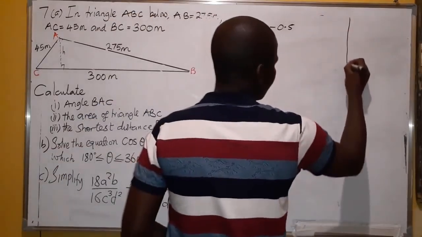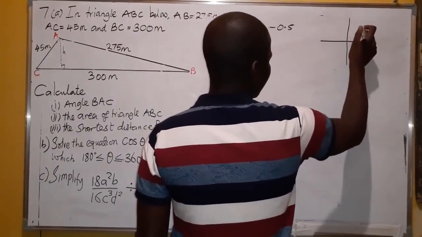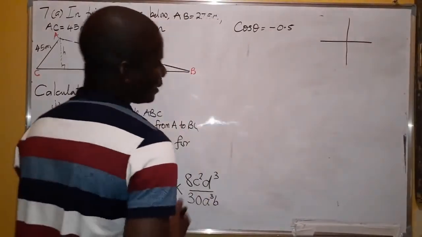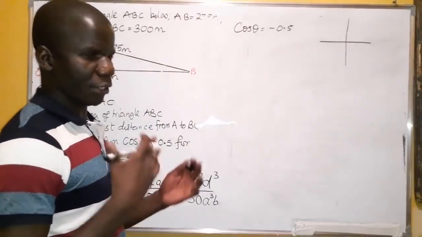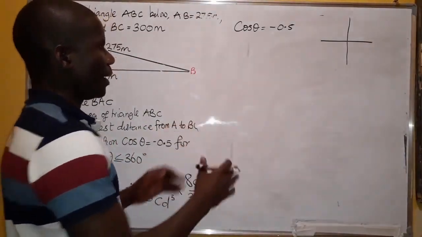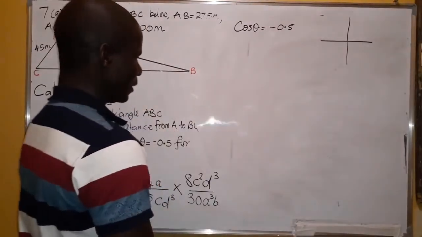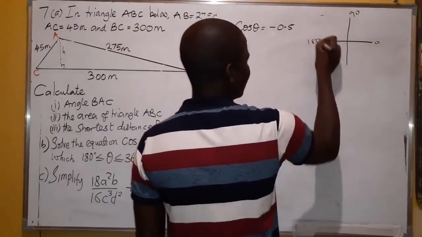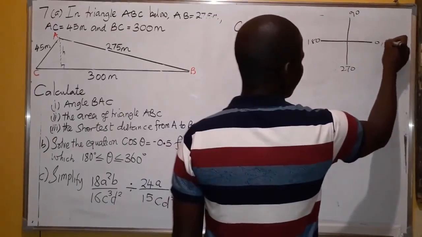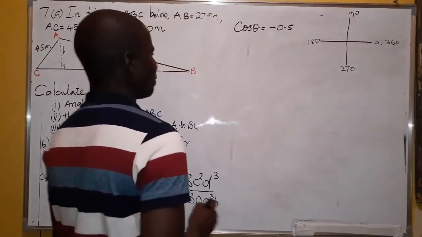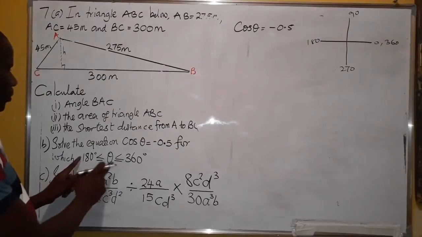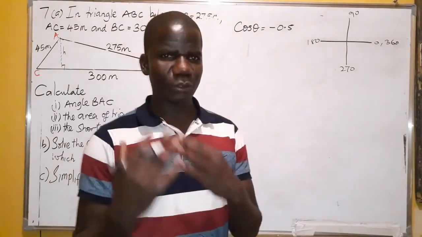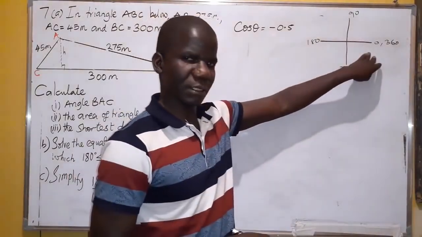Okay? So, we have the quadrants here. The first quadrant, the second quadrant, third quadrant, and fourth quadrant. So, cos is negative. So, in which quadrants? Okay, we are looking at where cos is negative. So, this is like 0, 90, 180, 270, back to 360. Okay. So, when you look at what we have been given here, we are looking at 180 to 360 degrees. So meaning the quadrants that we are considering here, it's the third and the fourth quadrant.